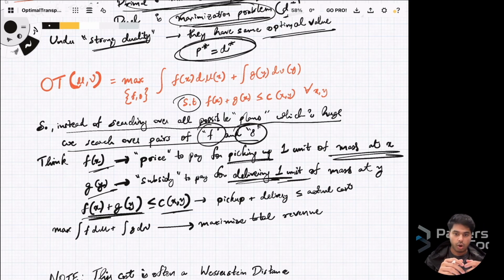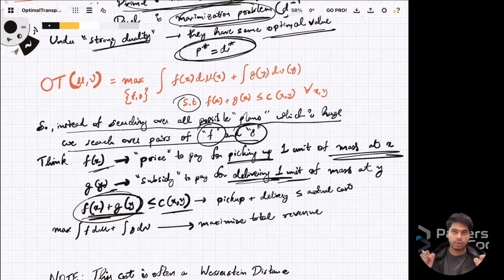So there's a total cost of transporting a particle from one place to another, that is a Euclidean or squared Euclidean cost or anything. And that should not be exceeded by the combination of picking something up and dropping something.